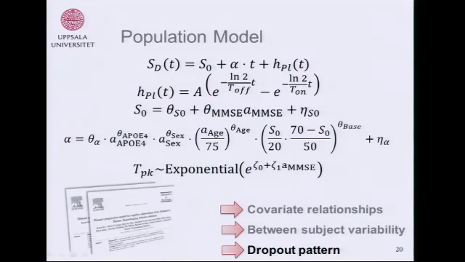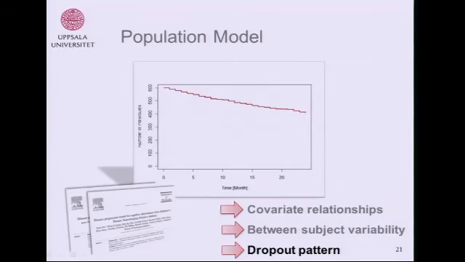This was modeled in a very simple way. It was modeled separately as an exponential distribution, and it didn't depend on the disease status, it only depended on this mini-mental state covariate, which will help us later when we calculate the Fisher information matrix. Looking at the dropout model, we see that after 24 months, which is a common duration of this kind of study, approximately 30% of the patients dropped out.